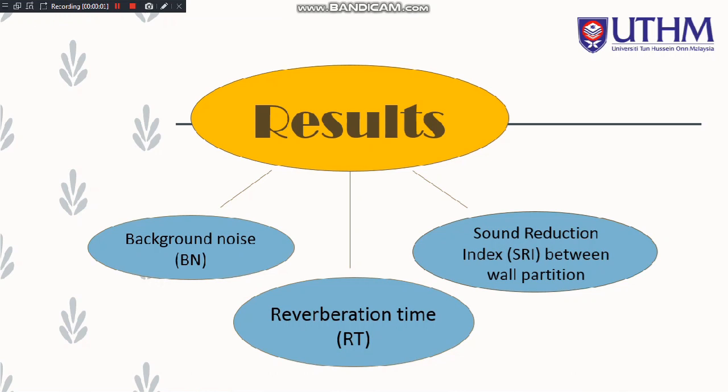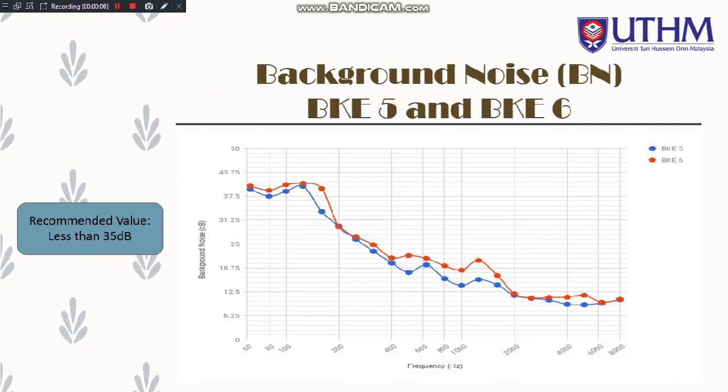There are 3 results of parameter that I need to calculate. First, background noise. Second is reverberation time, and third is evaluate sound reduction index between wall partition. As on the graph at BK5 and BK6, it shows the dissimilarity of background noise with different frequency.